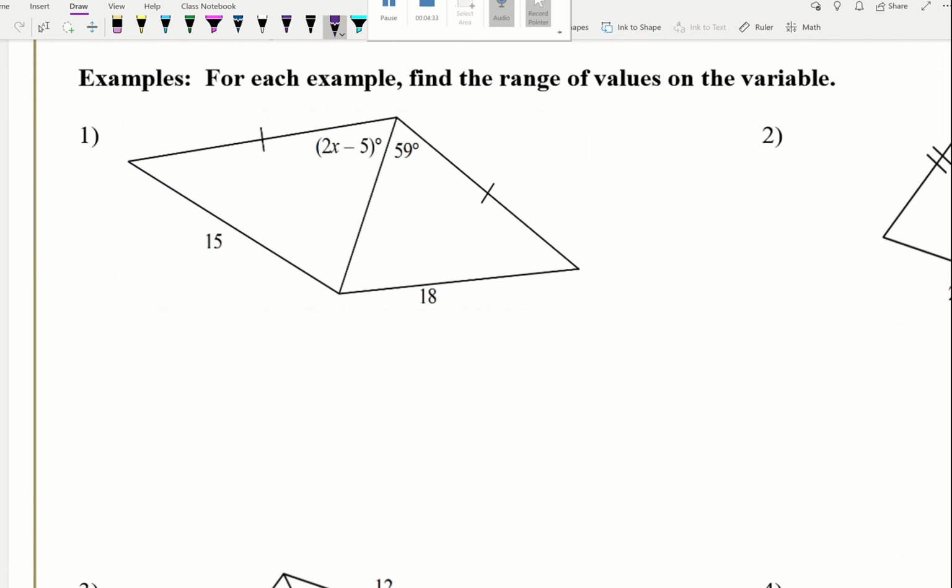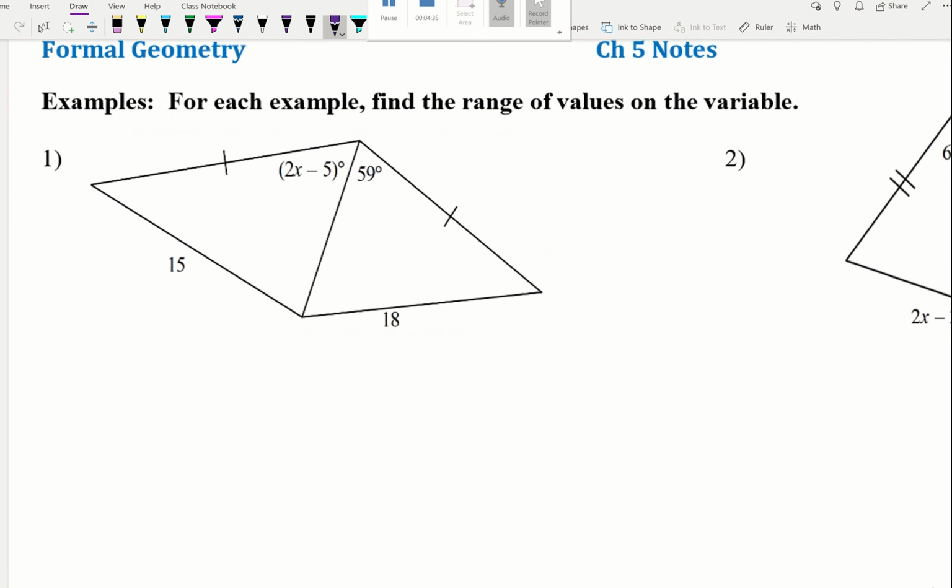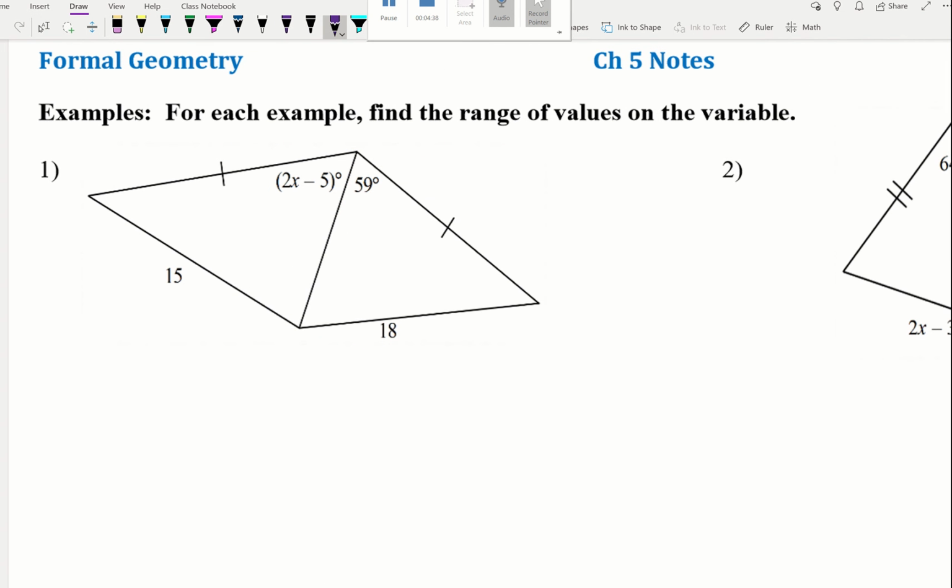All right, so I have a situation here with two triangles. Let's understand the diagram before we dive into setting up an equation. They told me that those two side lengths are congruent. I have some lengths of these sides over here, and I have some expressions or values for some angles. So what are they asking me to find? They're asking me to find the range of values for the variable.